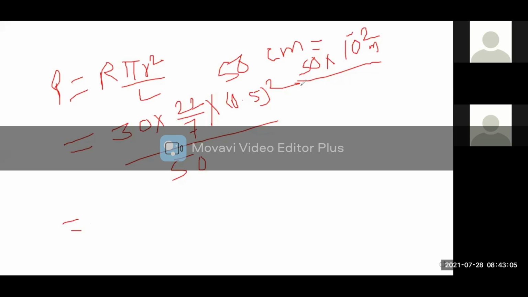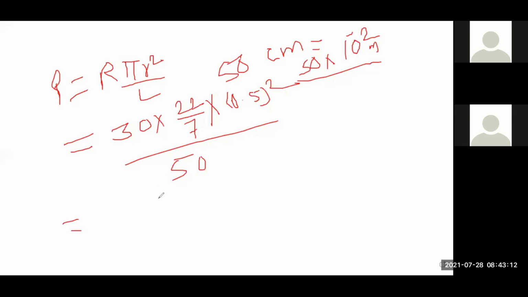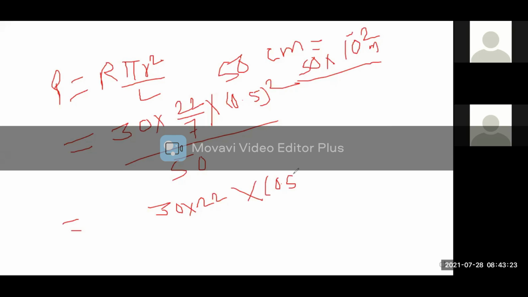If you are unable to do this conversion, you can do this multiplication directly. Now you have to solve this. 30 into 22, 0.5 square, what will be the square? Tell me. And here 50 into 7 will be there.